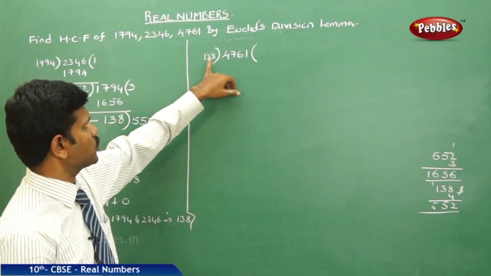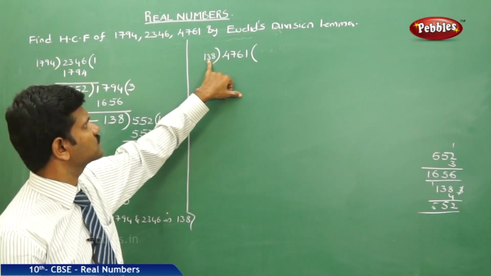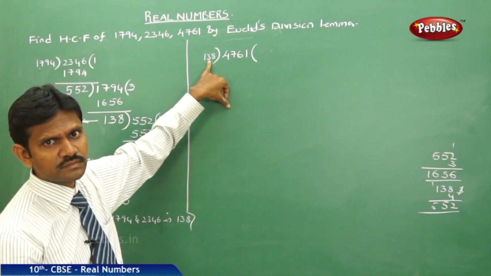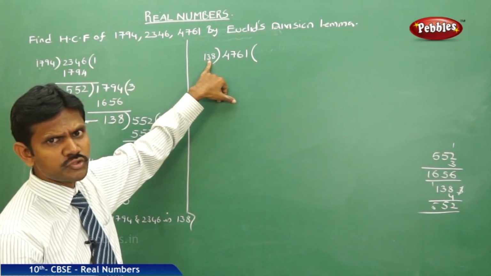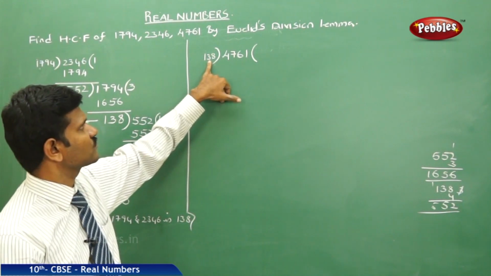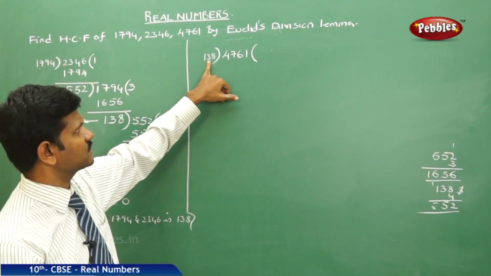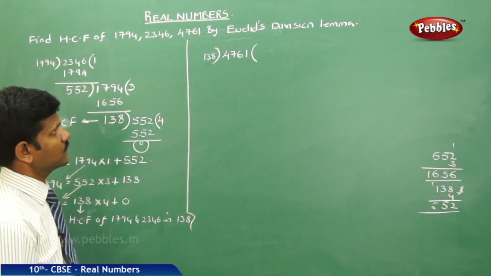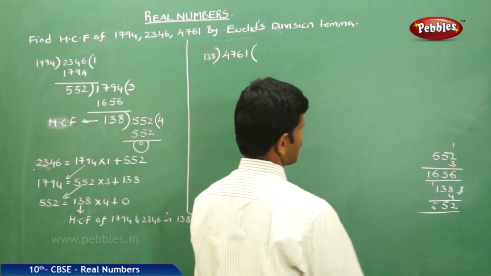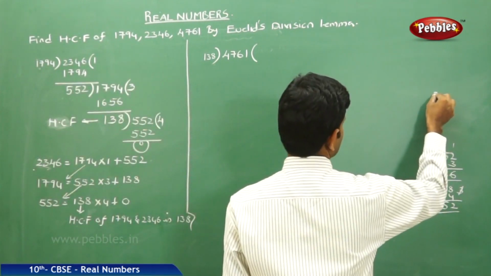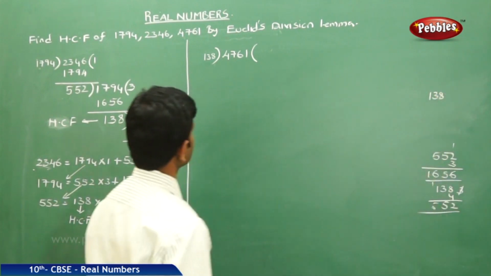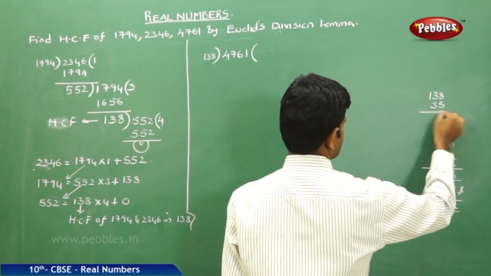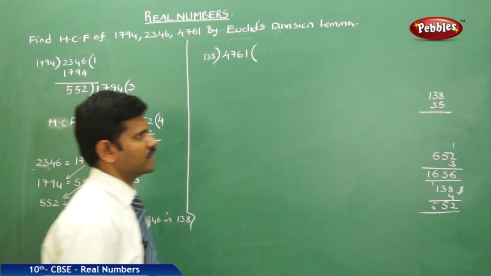Now let us check. Suppose 10 times, 1300 will come. 2 times, that is 13 2s are 26, 2600. 3 times, 13 3s are 39, which is the nearest. 4 times means there is 4200. Let us check with 138 into 35. Take first 35 times.